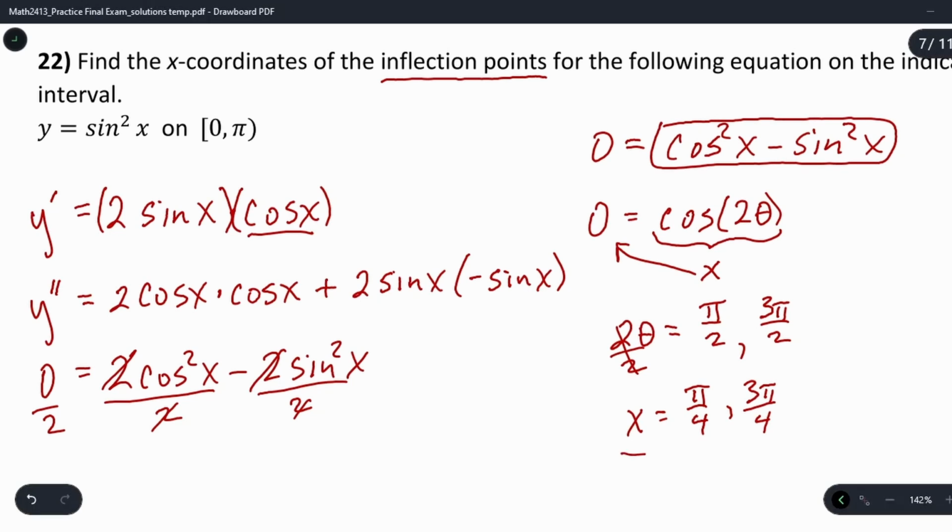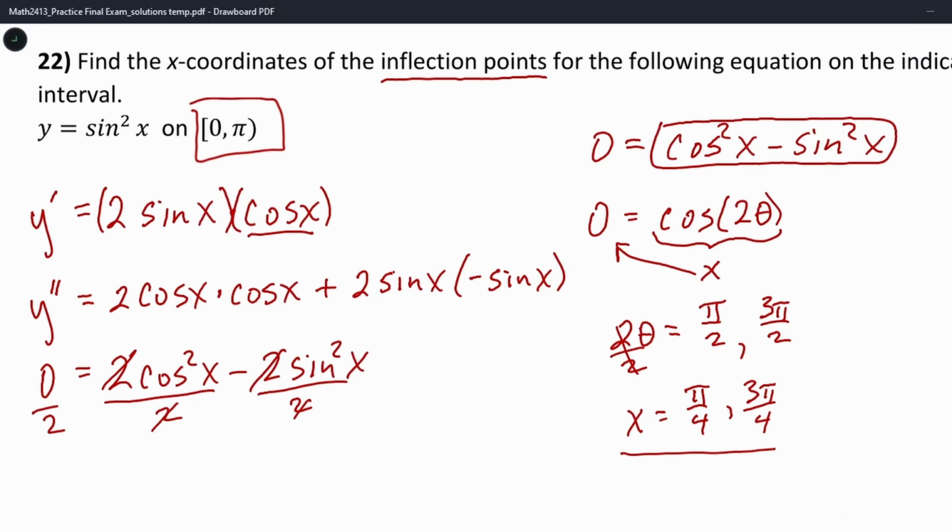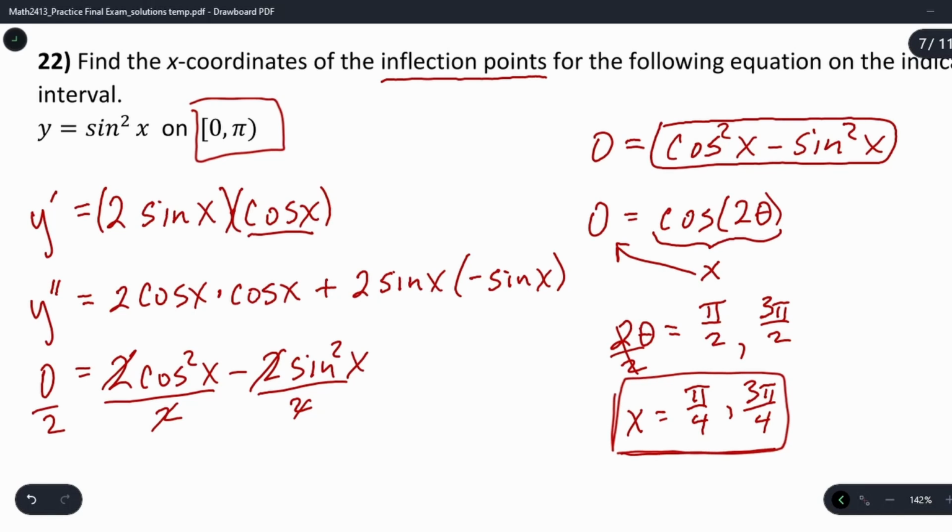And once we get these values of x, we need to check and make sure that they are both on the interval given. Pi over 4 and 3 pi over 4 are both between 0 and pi, and so these are both values of x where we will have an inflection point.